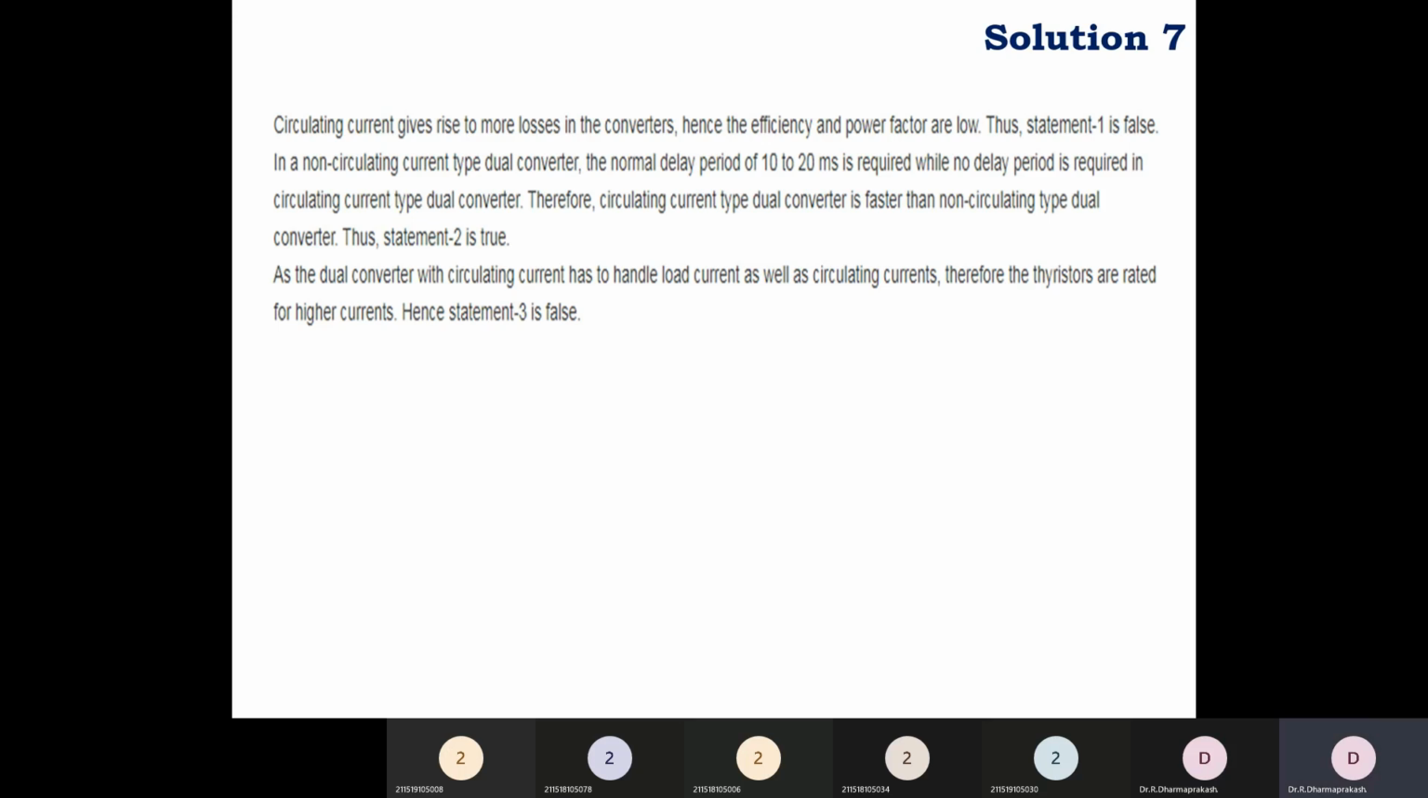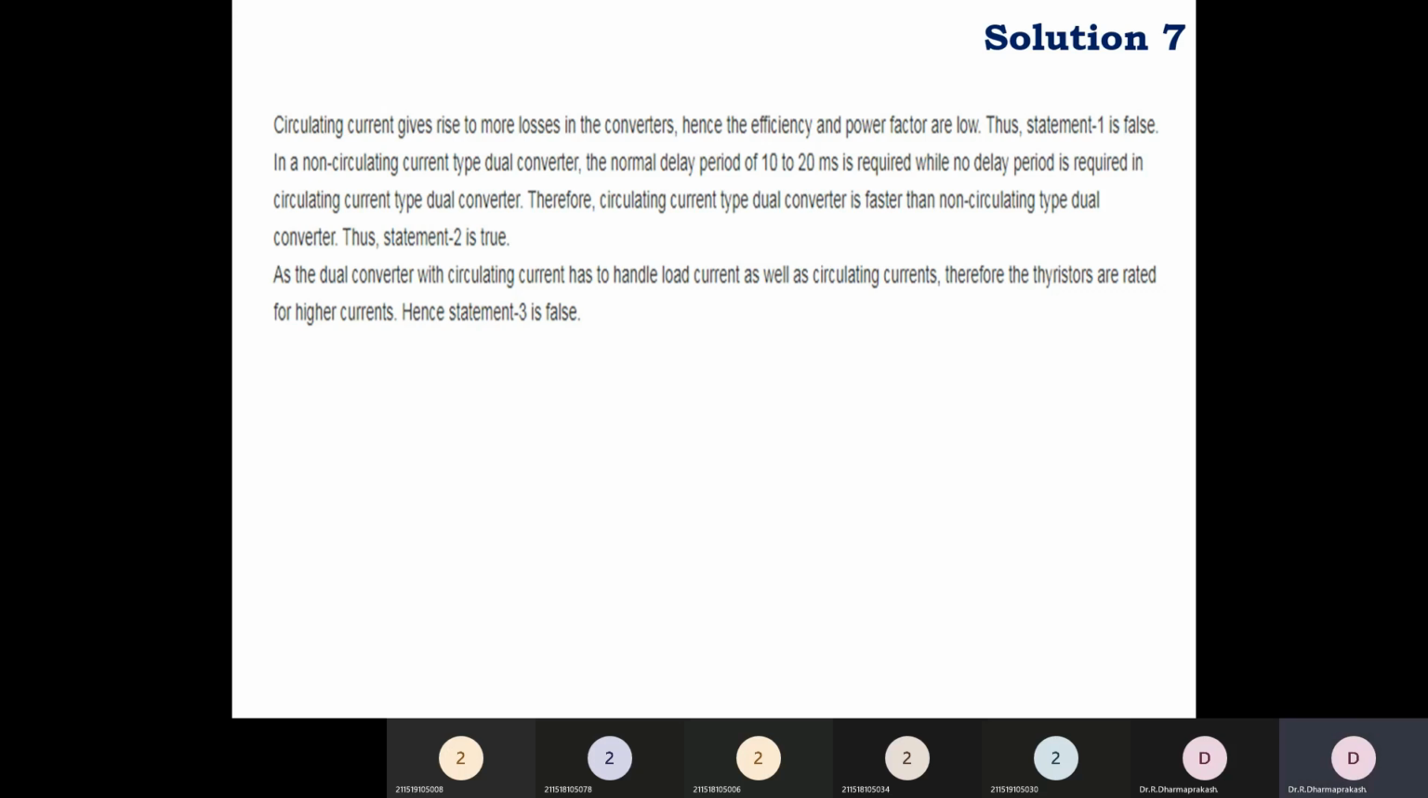In a non-circulating current type dual converter, a normal delay period of 10 to 20 milliseconds is required, while no delay period is required in a circulating current type dual converter. Therefore, the circulating current type dual converter is faster than the non-circulating type dual converter. Thus, statement 2 is true. So, statement 1 is false and statement 2 is true.